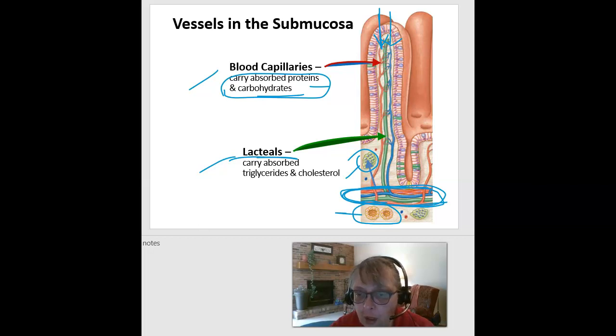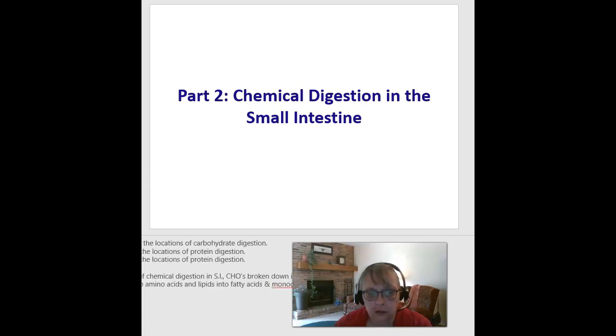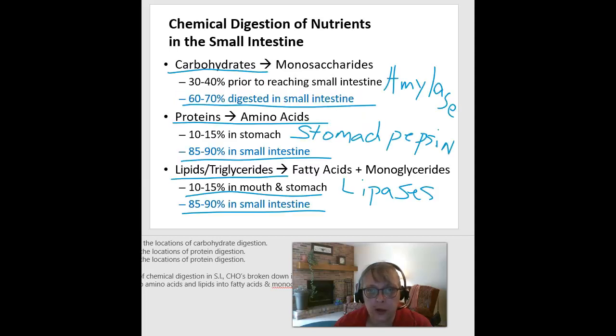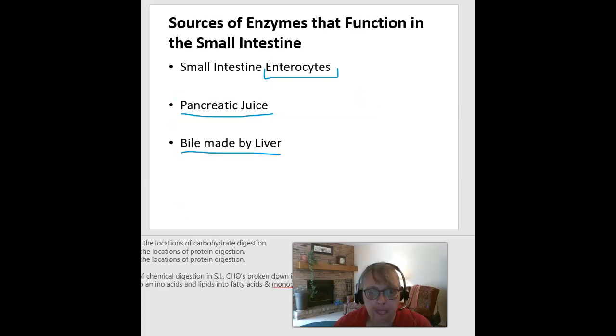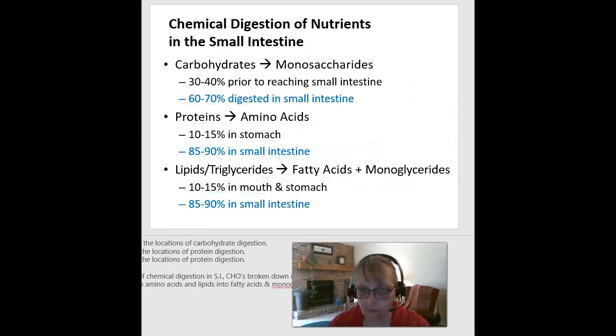Now I think we're ready for chemical digestion in the small intestine. Every type of nutrient is digested in the small intestine. And remember, our categories of organic nutrients include carbohydrates, proteins, lipids, nucleic acids.